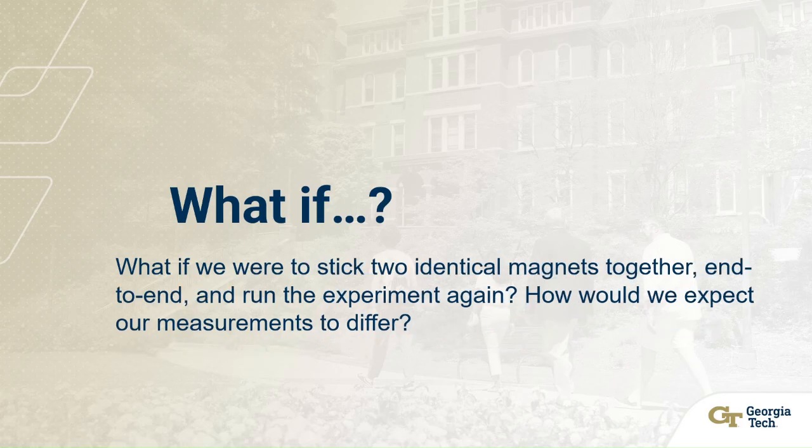And finally, what if we were to stick 2 identical magnets together end to end and run the experiment again? How would we expect our measurements to differ? If we were to stick 2 identical magnets together end to end, our results would effectively double for each distance that we recorded. The slope that we saw in the graph earlier would stay the same, but the intercept would be double as well.